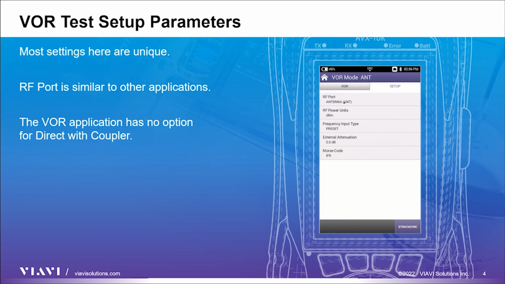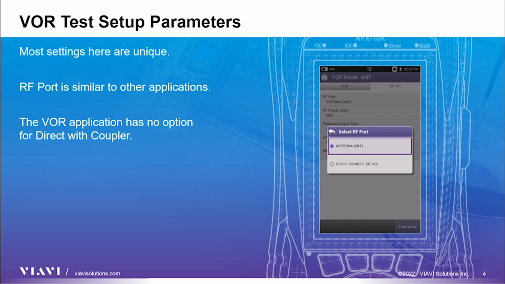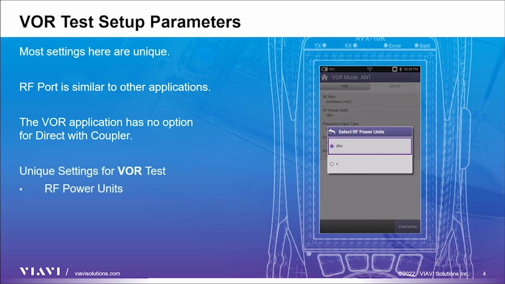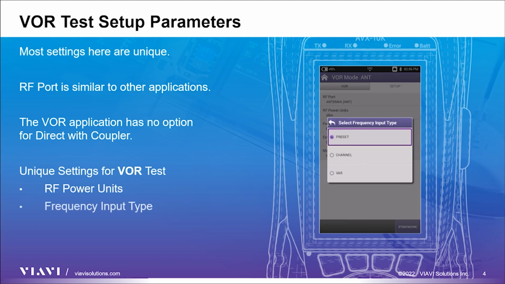The RF port selection differs slightly from other instruments as it only has options for antenna and direct. There is no coupler testing option for the VOR instrument. RF power units can be set to dBm, or V for volts. The frequency input type can be either preset, channel, or variable.